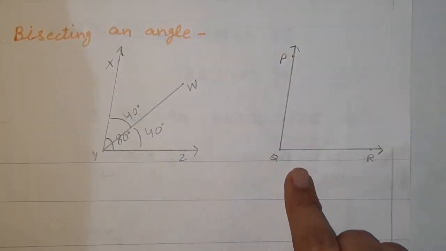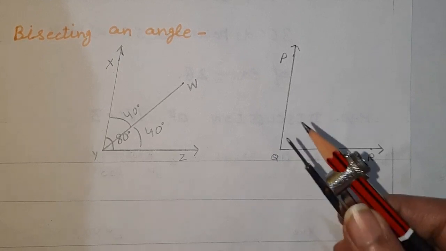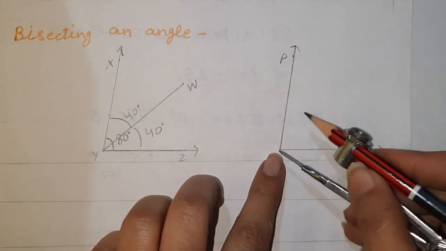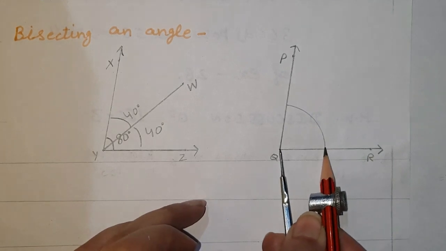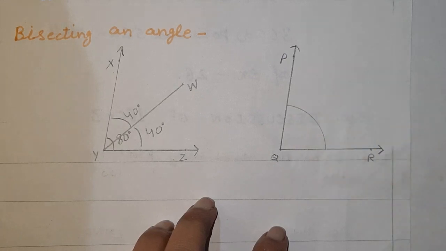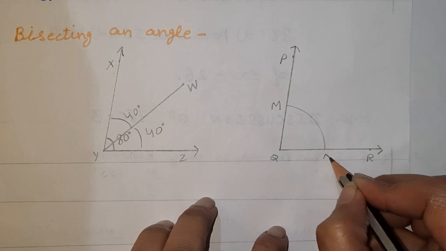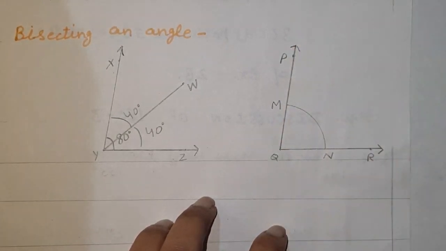Now I will tell you how to bisect the angle using a compass. If this is the angle given to us, use a compass, open with a suitable radius and draw an arc which will cut the given angle at M and N, PQ at M and QR at N.